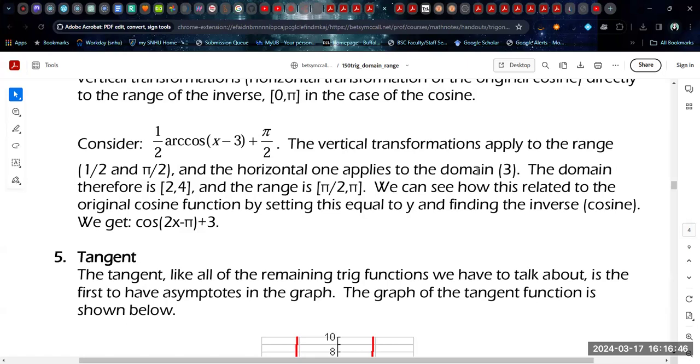So the domain starts out as -1 to 1. And so if I'm shifting that by 3, I add 3 in both directions, and I end up with 2 to 4. In the case of the range, I start out with 0 to pi, right? And then I apply my 1/2, and I add my pi over 2, and I end up with pi over 2 to pi.